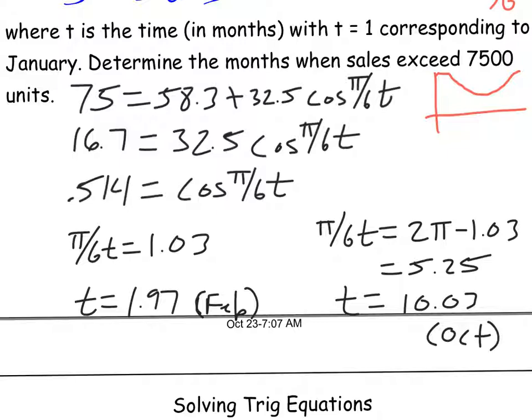Okay, so to answer the question, what period of time are the sales going to exceed 7,500 units? Well, that's why I was looking at this little graph of the whole situation. It looks like October is when the sales will pick up. Sometime in October, they will hit 7,500, and then they should exceed that level through February when the sales start to drop off again.